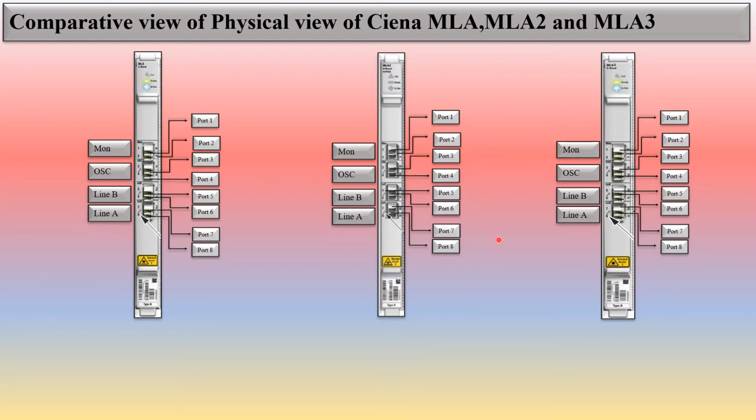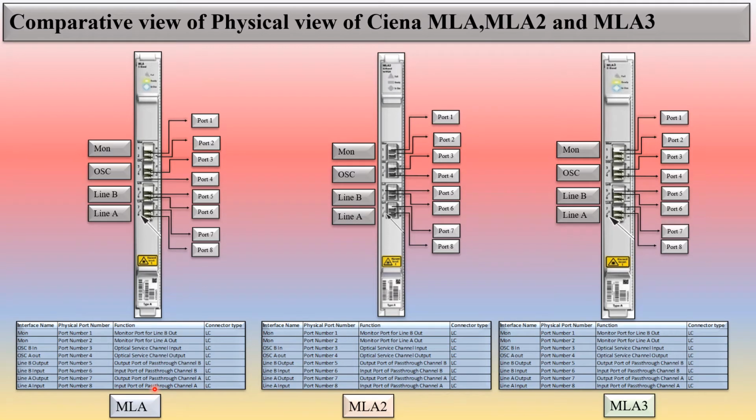In the same way for MLA3, the first two ports belong to monitoring, ports 3 and 4 belong to OSC, 5 and 6 belong to line B, and 7 and 8 belong to line A. You can see here this is the MLA, this is MLA2, and this is MLA3. This is the interface name, this is the physical port number, this is the function, and this is the connector type. There is a similarity between all the MLAs.